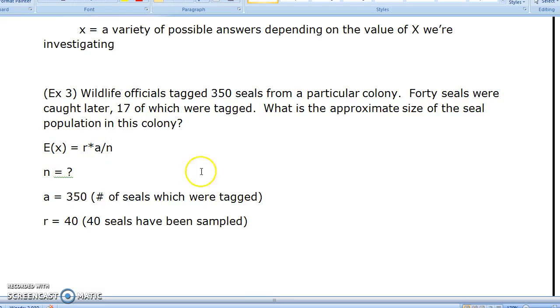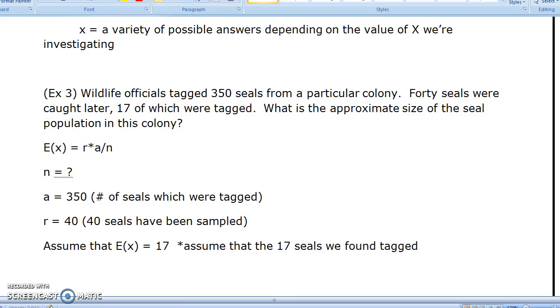We know, right, that what we're going to assume here is that E(X), the expected number of seals out of our 40, is equal to the number that we found, which is 17. Now this is an assumption, but basically we're saying that the 17 tagged seals we found is the expected value of the operation. It's almost like we're going to use this piece of information to work backwards to figure out what n has to be, right?